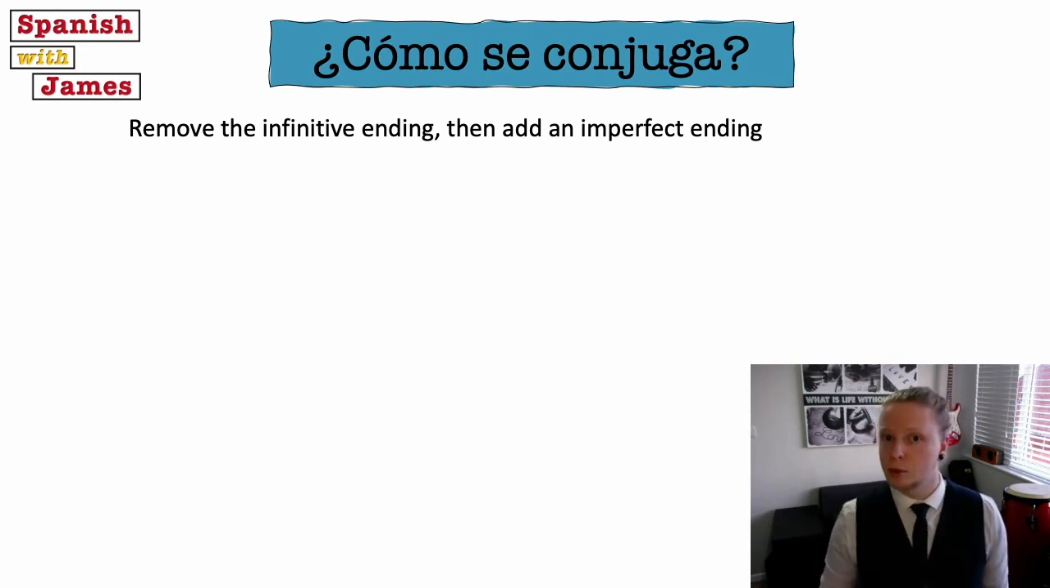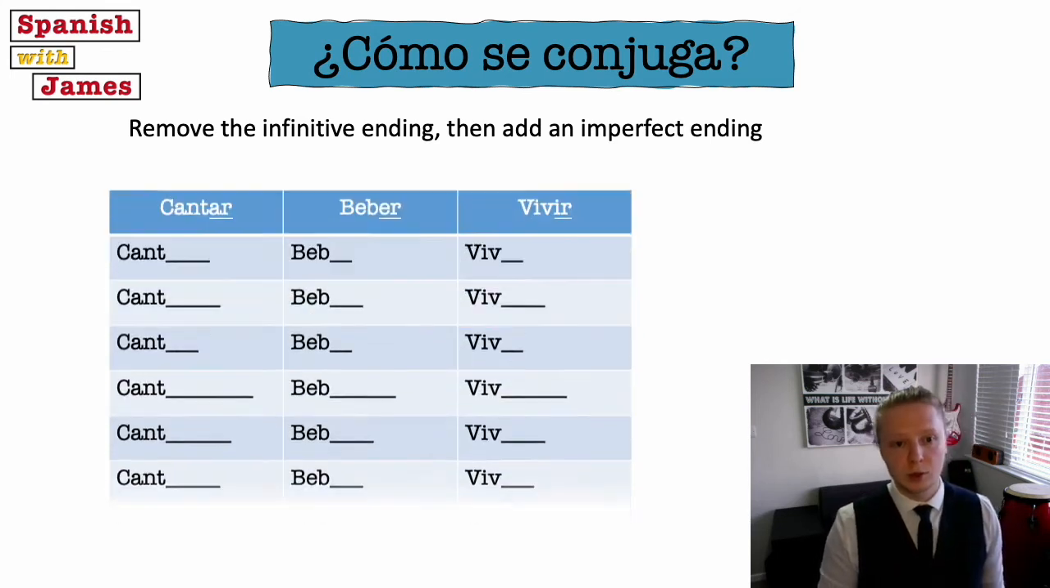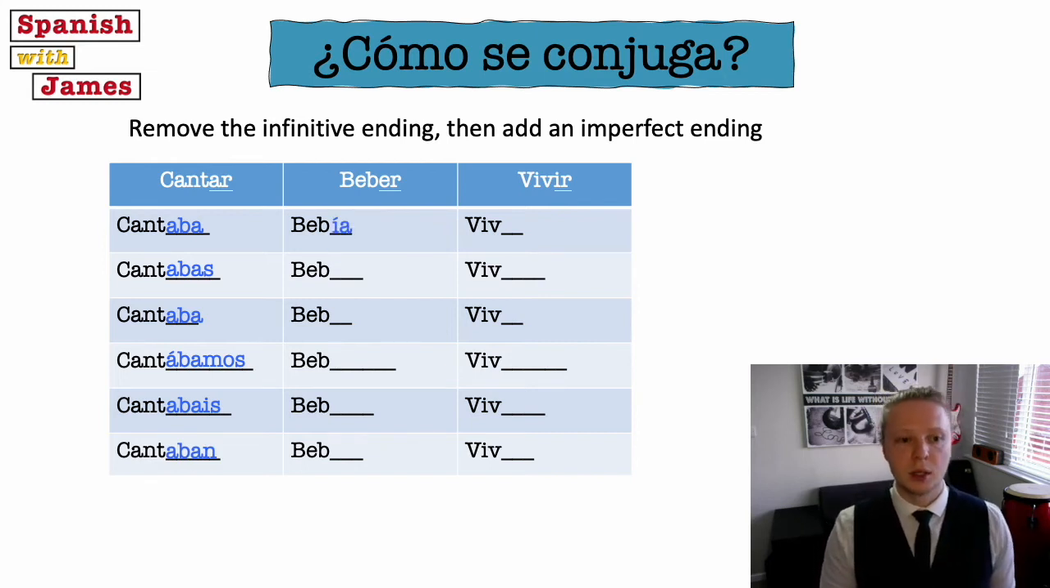And you might know the preterite ones as well. We've got the AR ones, the ER ones. In the imperfect, we've also got two sets of endings. Now for AR verbs, we've got aba, abas, aba, abamos, abais, aban. And then for ER and IR verbs, we've got ia, ias, ia, iamos, iais, ian.